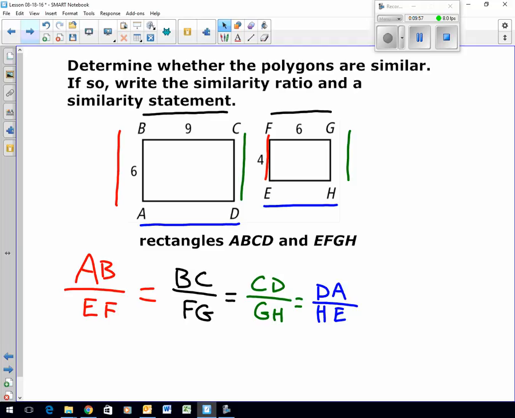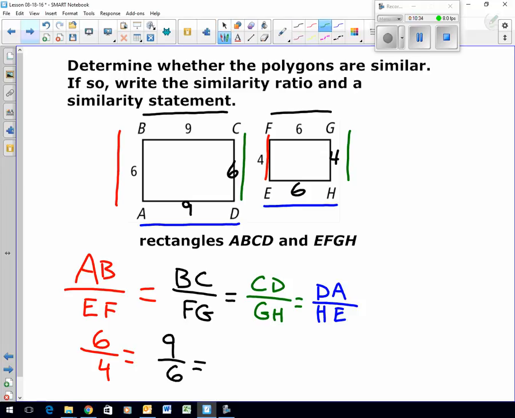Now I've got to fill in some numbers here. First off, in a rectangle, opposite sides are congruent, which means B to C is 9 and A to D is 9, B to A is 6, C to D is 6. Over here, 6 and 4. What's the length of A to B? What's the length of E to F? What's the length of B to C? What's the length of F to G? What's the length of C to D? What's the length of D to A?